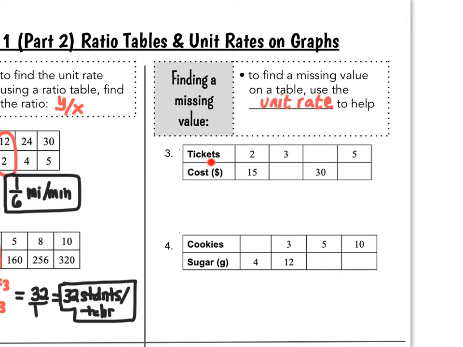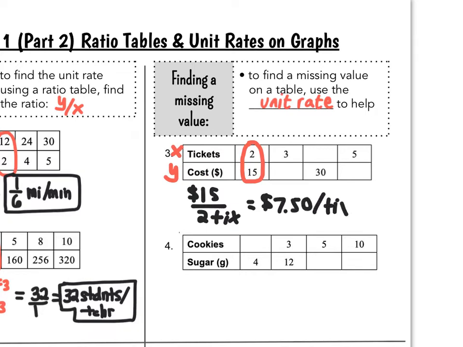Here we have the tickets and the cost for the tickets. So again, remember that the top row is going to be your X value, the bottom row is your Y. So in this column right here, we can use these two values to help us find the unit rate. So it's $15, okay, for 2 tickets. And then if you divide those together, you're going to get $7.50 per ticket. Okay, so let's write, that's our unit rate.